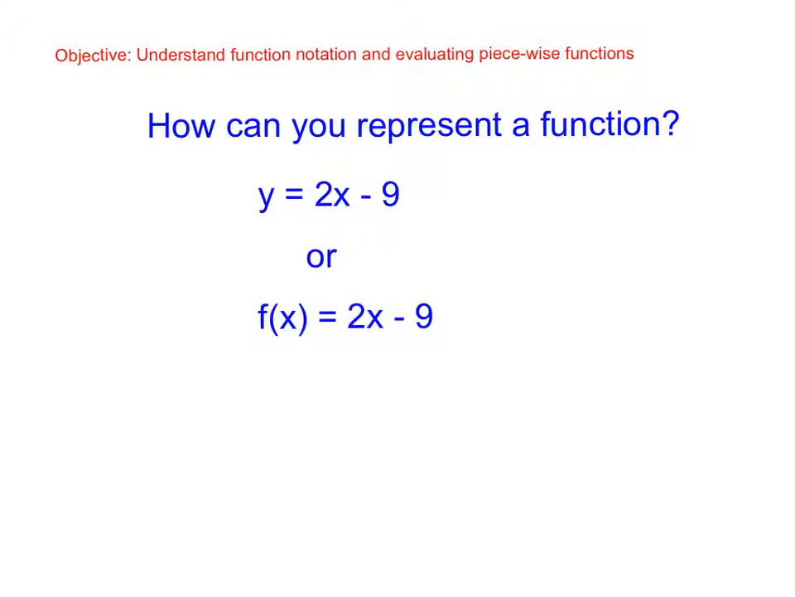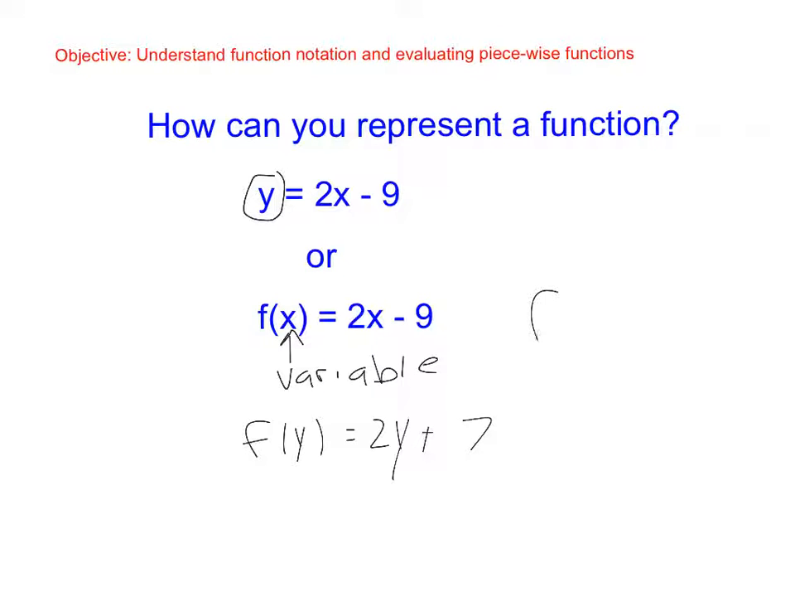How can you represent a function? Instead of y, we call it f of x. So the x is telling you what the variable is. So you could do f of happy face. You could do f of y equals 2y plus 7. I like using happy face, like happy face squared plus 1, right? So you can make your variable anything you want. Whatever's in the parentheses is what the variable is in the function.